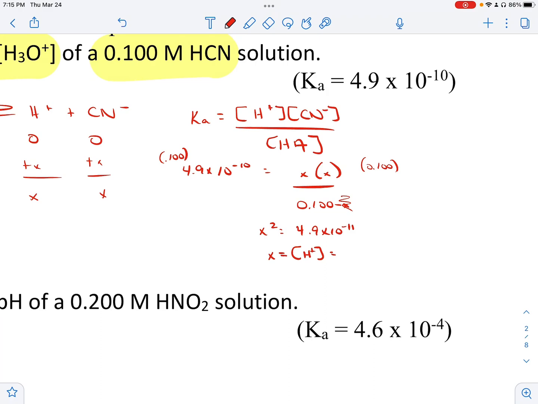Let's see if there's anything else on that. Nope, just straight 7. 7 times 10 to the negative 367. I don't feel like maybe that's right. Can we just double check that?